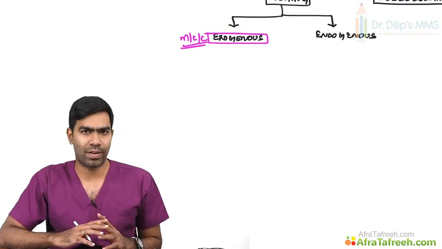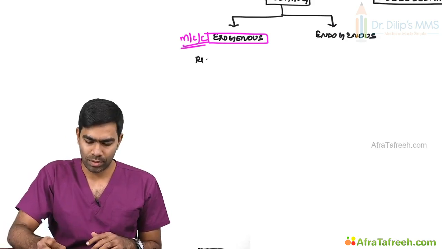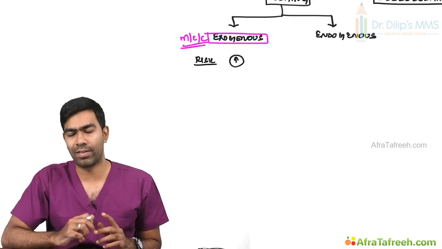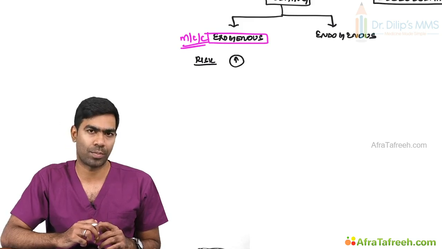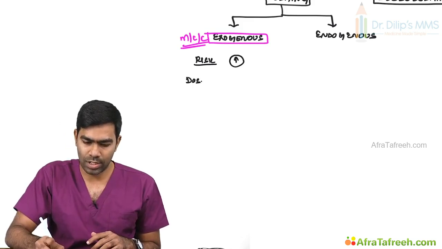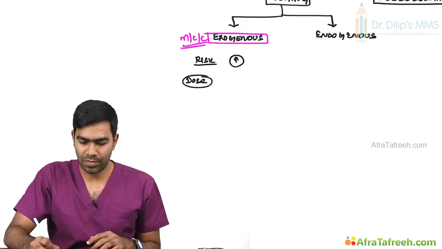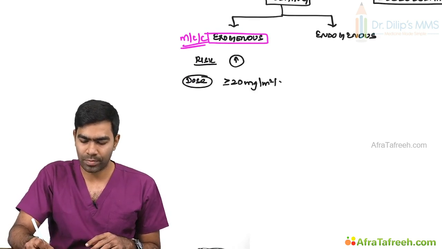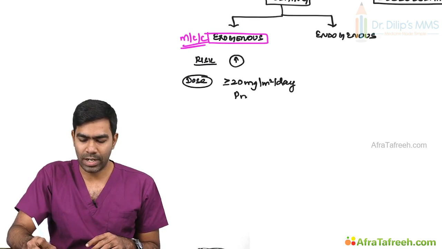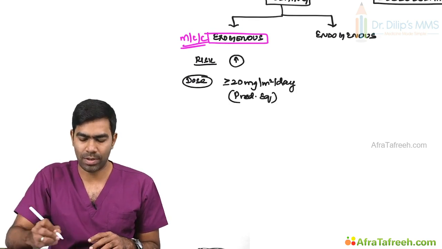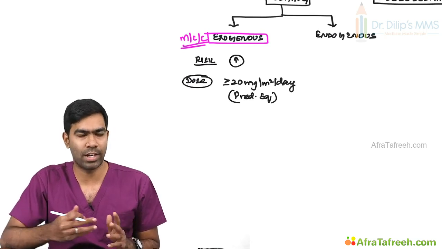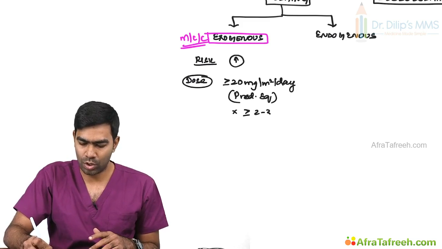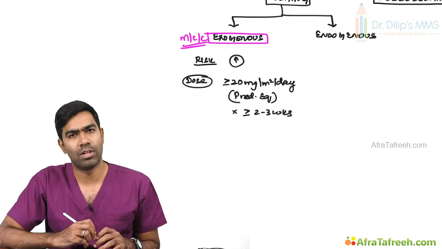So what are the risk factors for developing exogenous Cushing syndrome? What are the risks that will increase its development? Number one is the dose of the steroid that you use, especially if you are using more than 20 milligram per meter square per day of prednisolone equivalent dose. We always compare with prednisolone, and when you take this high a dose of steroid, especially for more than 2 to 3 weeks, you are likely to develop Cushing syndrome.